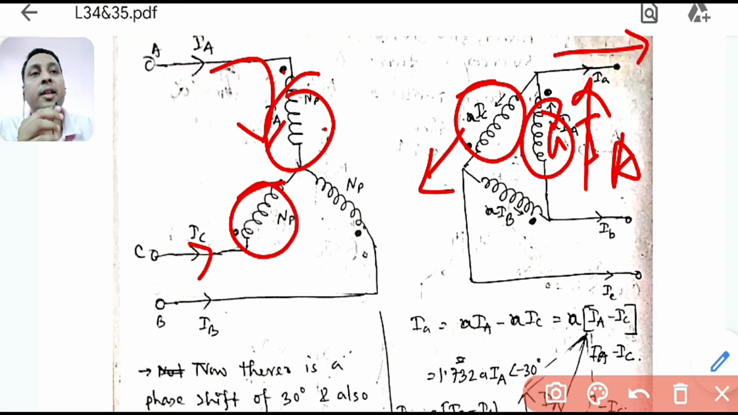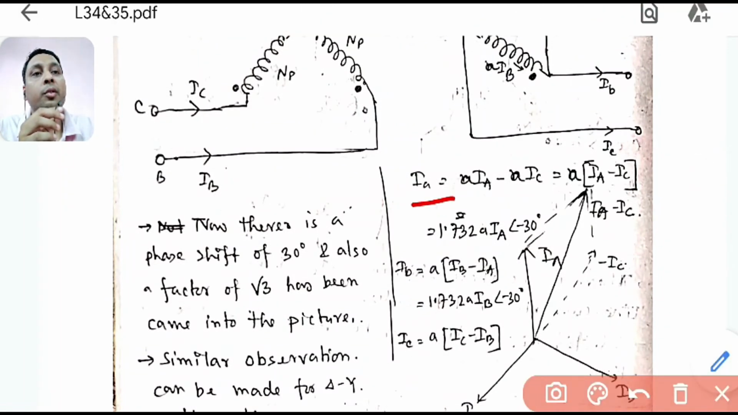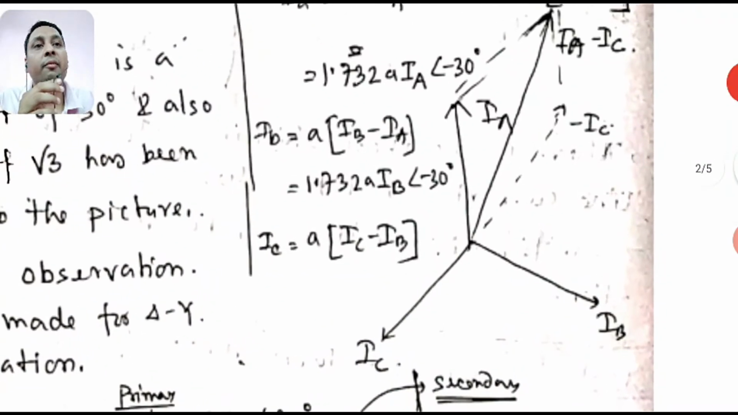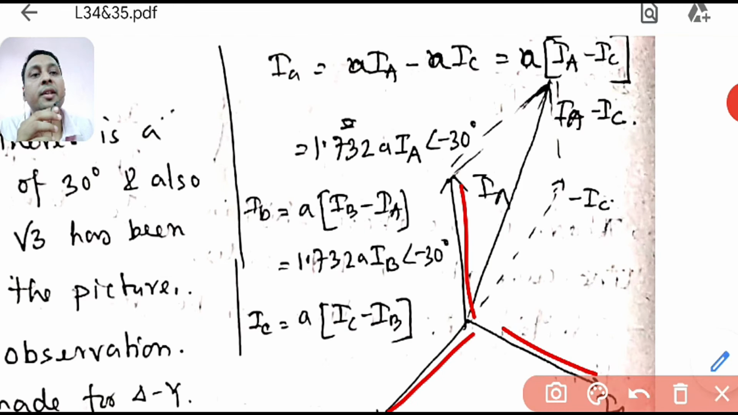So if I take KCL here at this node, what will be the current? IA is coming, IC is going, so net current will be IA minus IC. So you can see if I calculate my IA here, it will be IA minus IC. A is multiplied because A is the factor. So A into IA minus IC. Now I think you can draw what IA minus IC is. If I draw the phasor diagram, this is IA, this is IB, this is IC. So it is minus IC, so you take minus IC, then you add, because it is IA plus minus IC you can write. So this is the vector.